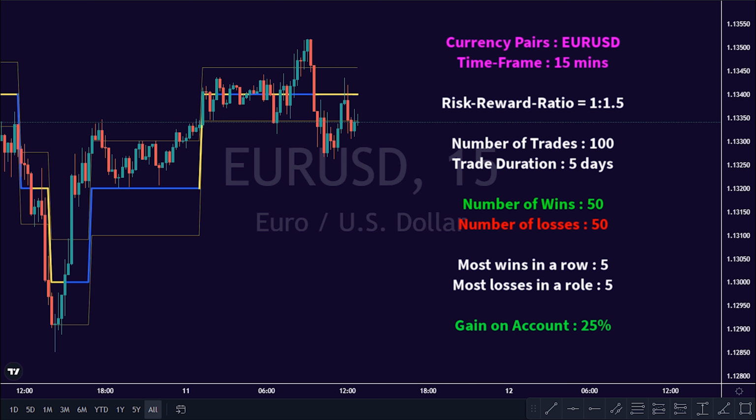Most wins in a row is 5. Most losses in a row is 5. Gain on the account is 25%. Here's a fair trading record.